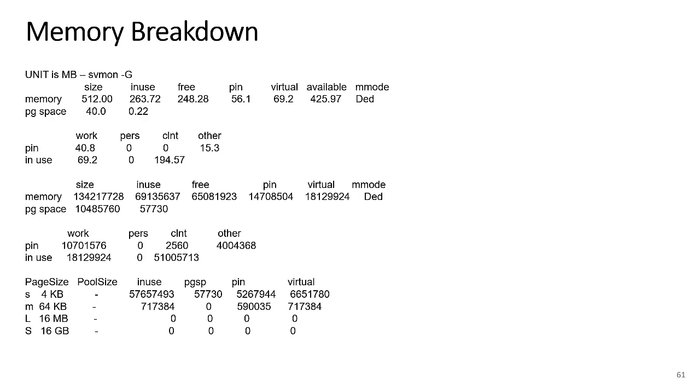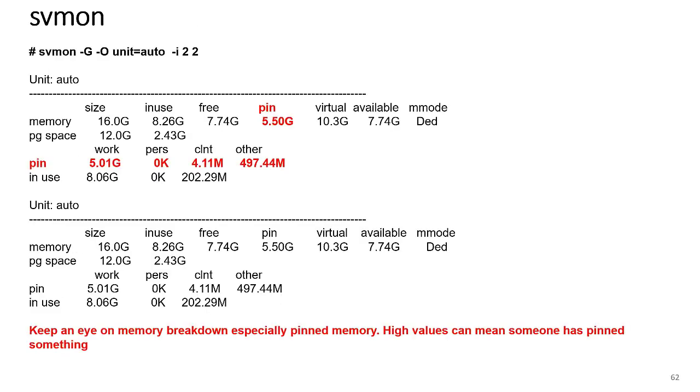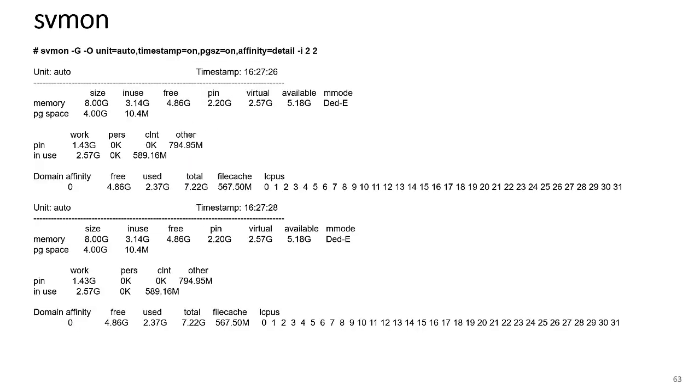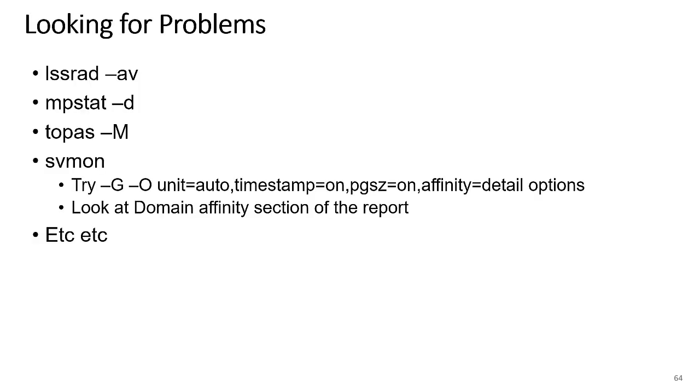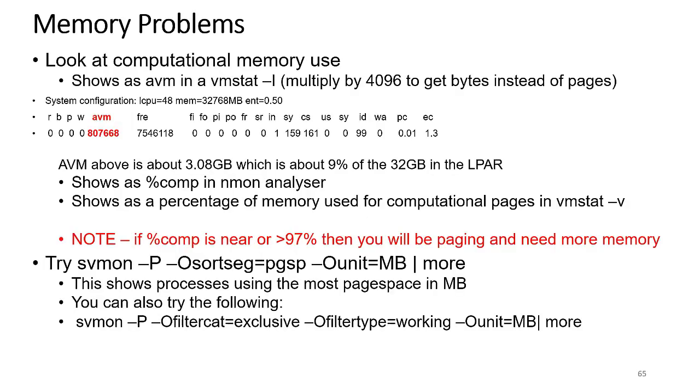And then I can get a breakdown of the size of the pages and how much of that's pinned and so on. I can actually specify unit=auto so that it puts it into human readable format. So in this case, it put it all out in gigabytes, and from this I can get an idea of what it's actually doing with something that's more meaningful. And then you can also get a lot more detail about domain affinity and how the memory is allocated across the CPUs. So there's actually a significant amount of memory information available. And when you're looking for memory problems, you've got the lssrad command, you've got mpstat, you've got topas, svmon, and a number of other commands.